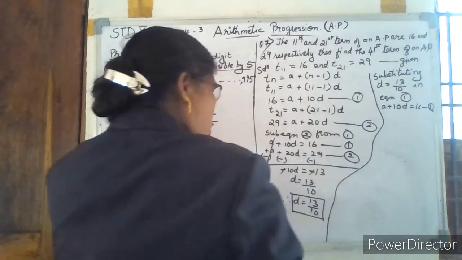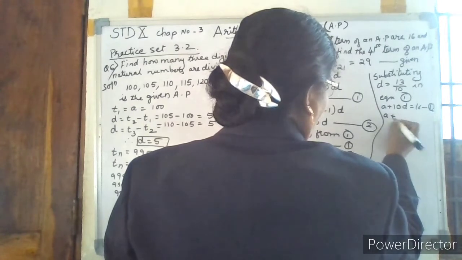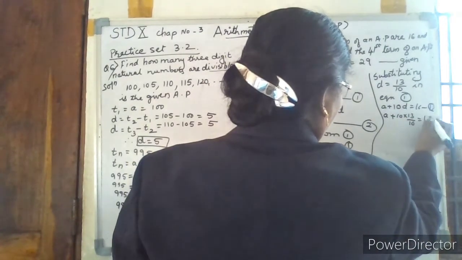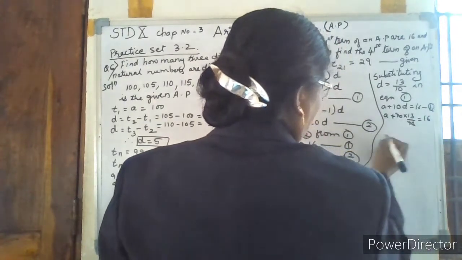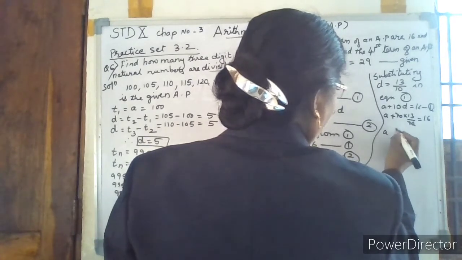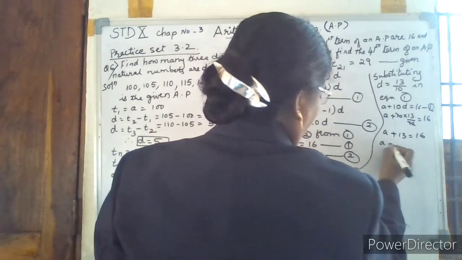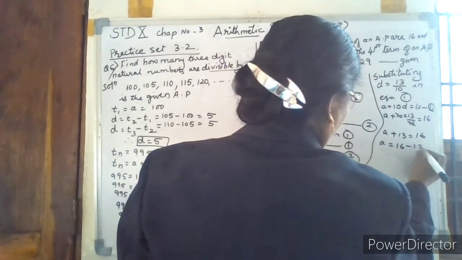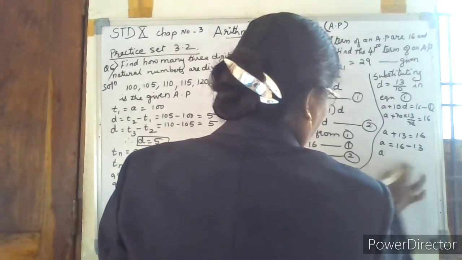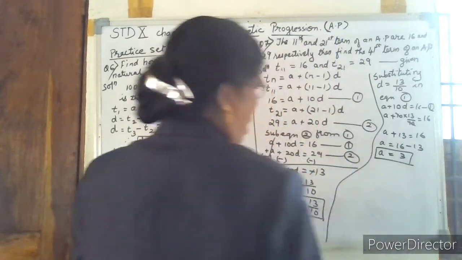Now the d value we are substituting. So a plus 10 into the d value 13 by 10 is equal to 16. The 10 cancels here, so a plus 13 is equal to 16. So a is equal to 16 minus 13, that will give you a is equal to 3. Therefore, we got the a value and the d value.